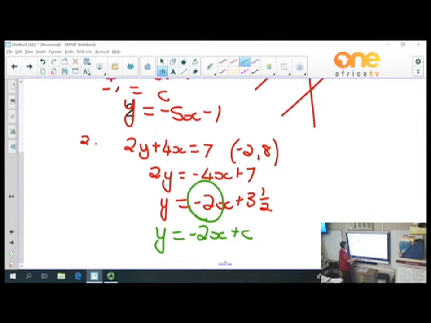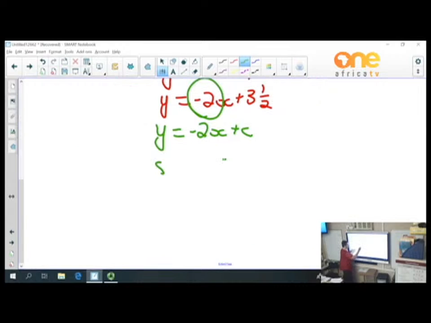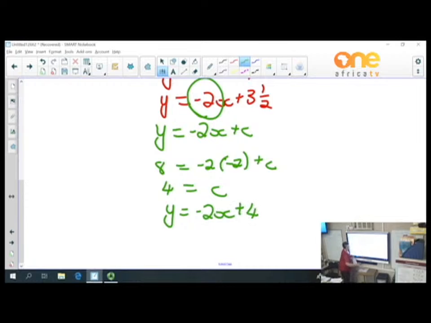To find c, you substitute coordinates in there. So I will put 8 and negative 2 in there. So 8 is equal to negative 2 times negative 2 plus c. And then what is then your c? Now, how do you get 4? 8 minus 4. So y is equal to negative 2x plus 4. That's the equation. Who had it correct? Okay, so you find it easy.